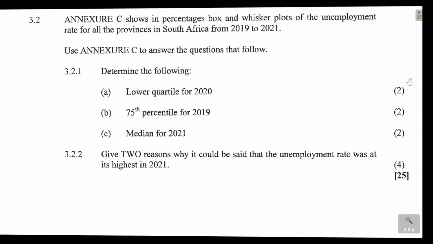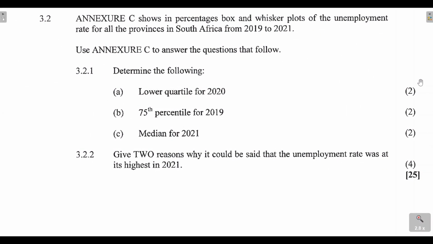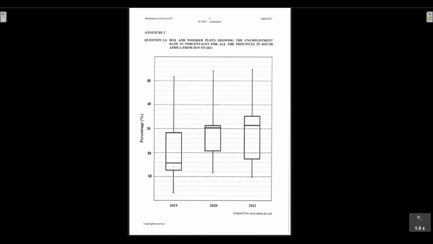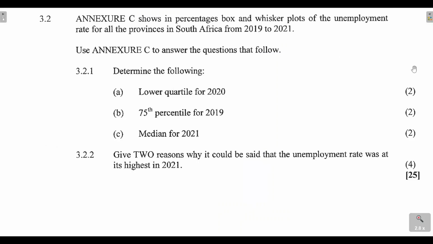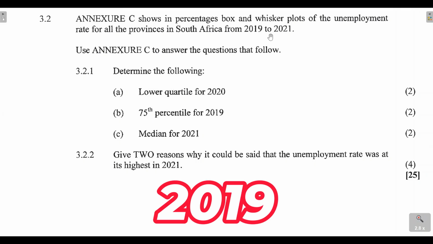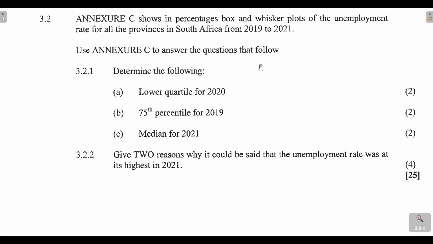Like I mentioned, guys, in today's video tutorial, we're going to be having a look at question 3.2. And in question 3.2, we are going to be analyzing these three box and whisker diagrams. So let's get started. It says Annexure C shows the percentage box and whisker plots of the unemployment rate for all the provinces in South Africa from 2019 to 2021. It says use Annexure C to answer the questions that follow.